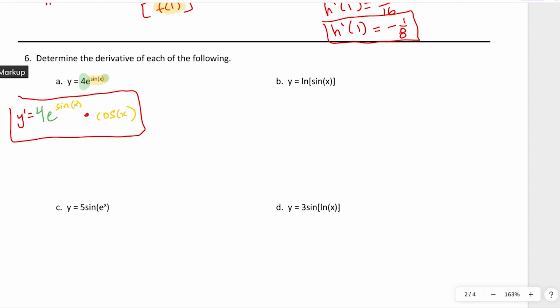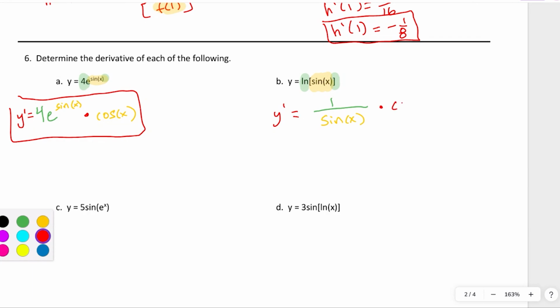Letter B. The outside function is natural log. The inside function is sine x. So y prime is equal to 1 over sine x times the derivative of sine x, which is cosine x. Now, this is normally how I'm having you leave your answer here. This particular problem, though, like if this was a multiple choice question, this is going to be simplified, and it simplifies in kind of a cool way here. Cosine divided by sine.